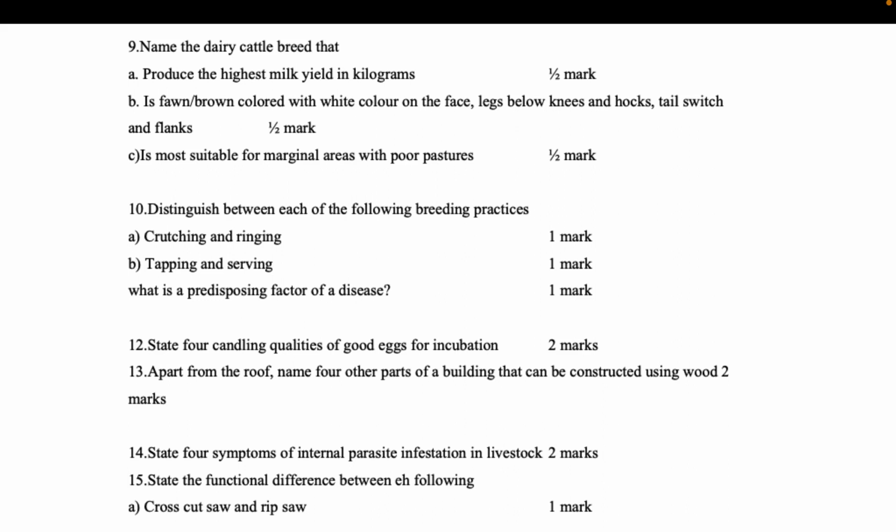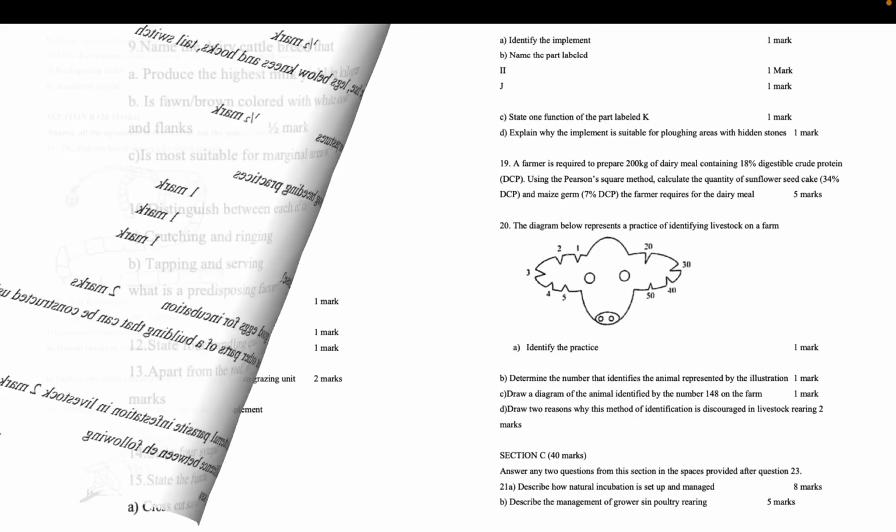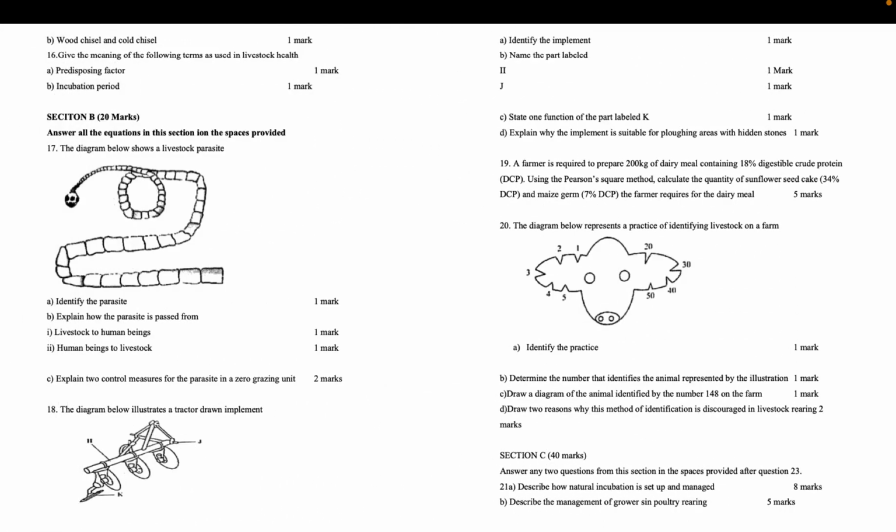13. Apart from the roof, name 4 other parts of a building that can be constructed using wood. 2 marks. 14. State 4 symptoms of internal parasite infestation in livestock. 2 marks. 15. State the functional difference between the following. A. Cross-cut saw and rip saw, 1 mark. B. Wood chisel and cold chisel, 1 mark.